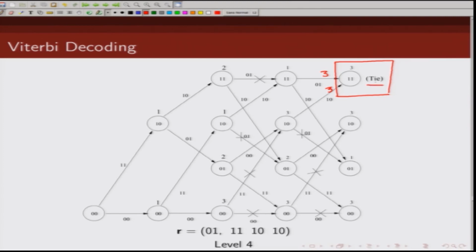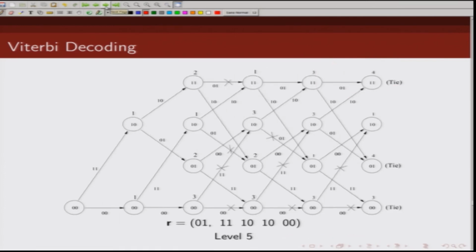So, what do I do when there is a tie? In this case both the paths are equally likely, so I can just pick any one of them. This process is going to be repeated, so I will continue with this process.